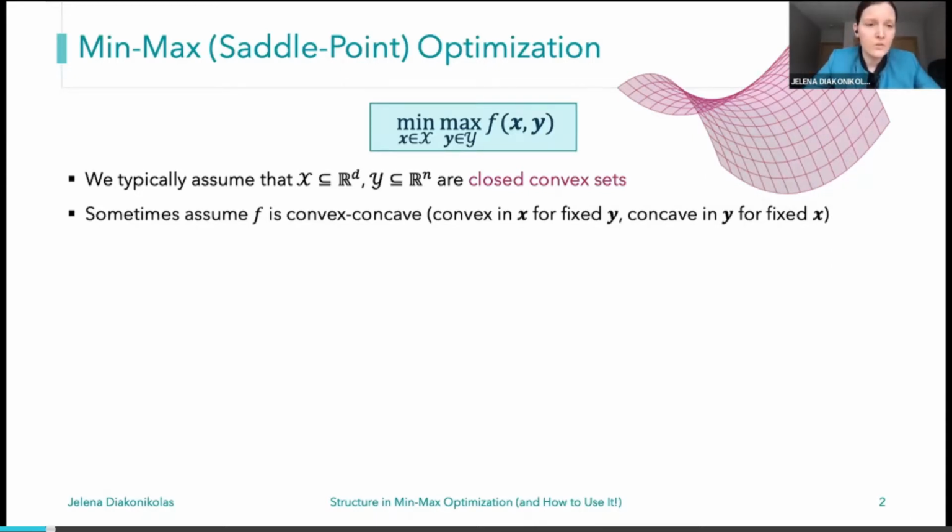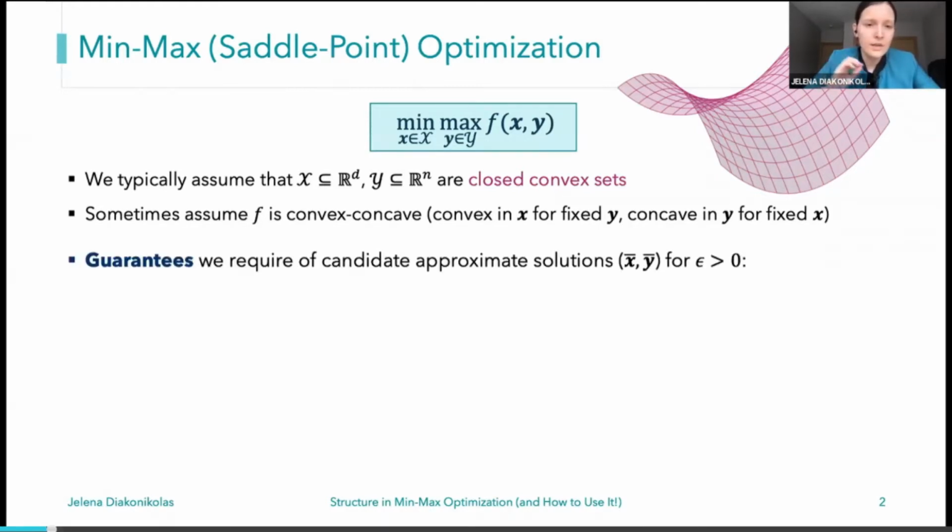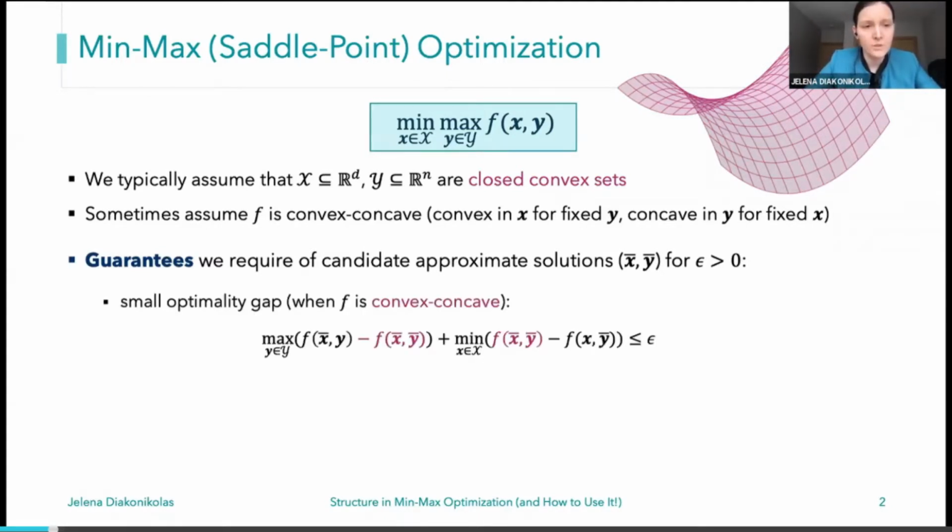And there are normally two types of guarantees we look into. So if we had a candidate solution and some target error epsilon, one type of guarantee would be in terms of the optimality gap. And this normally makes sense when the function is convex-concave. And, you know, it's a standard notion of optimality gap: how much you can improve over y from your candidate solution, and how much you can improve over x from your candidate solution. This shouldn't be larger than epsilon. If epsilon was 0, you know, this would be the optimal solution.